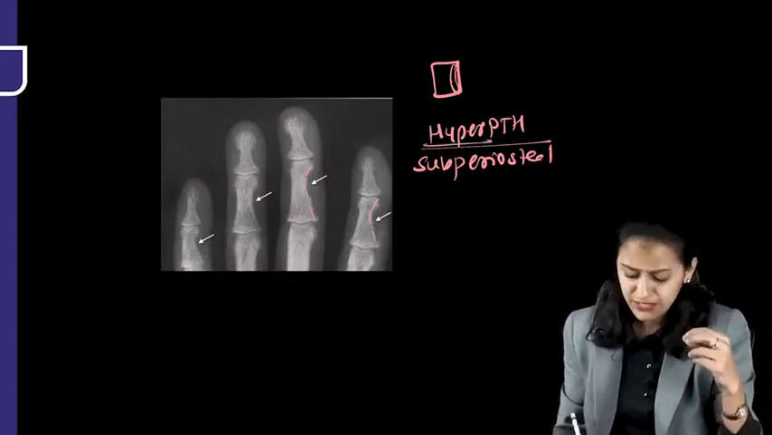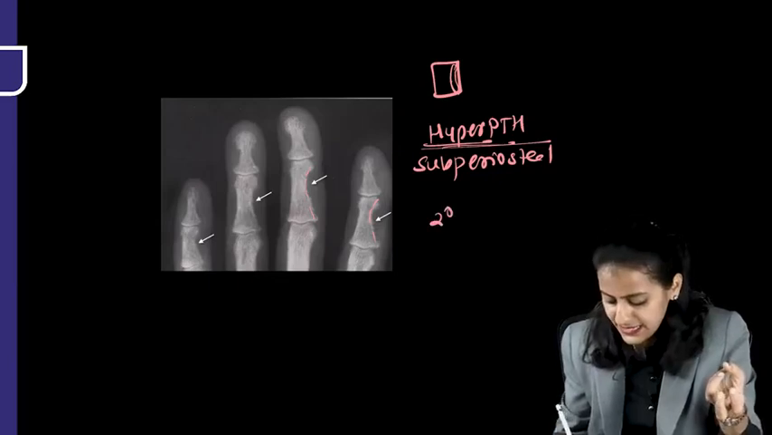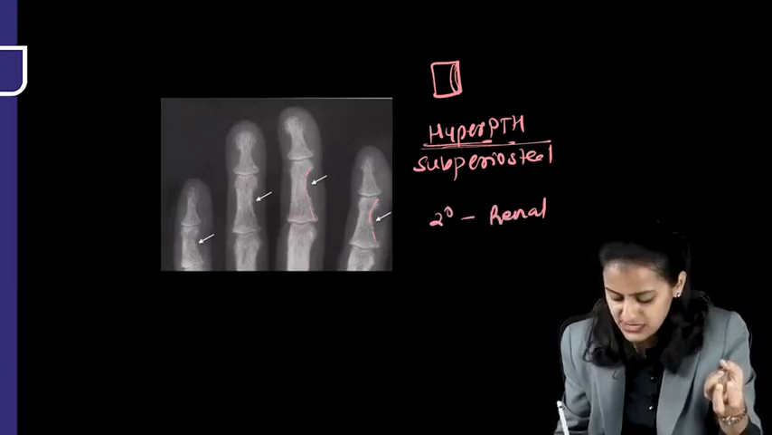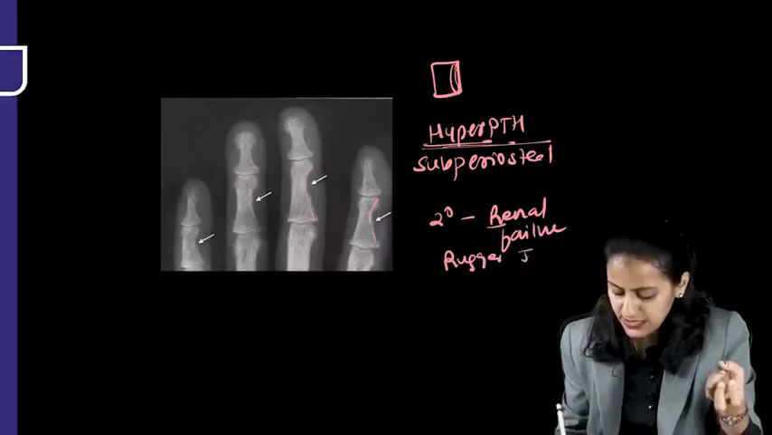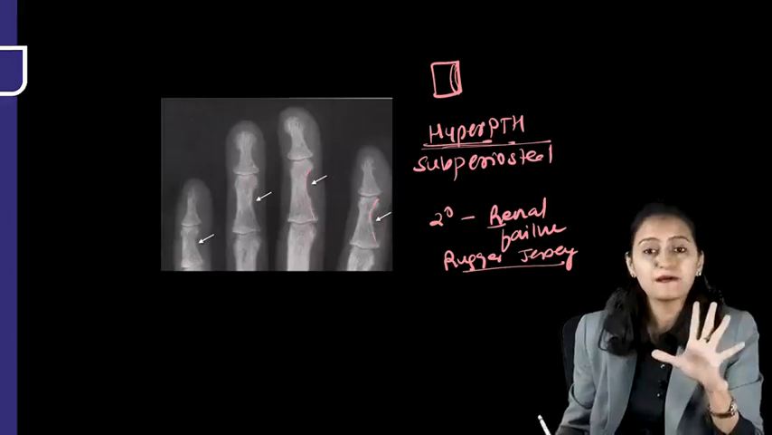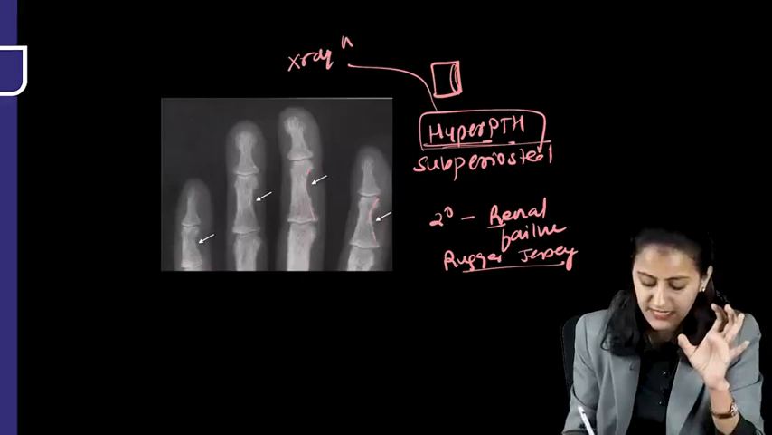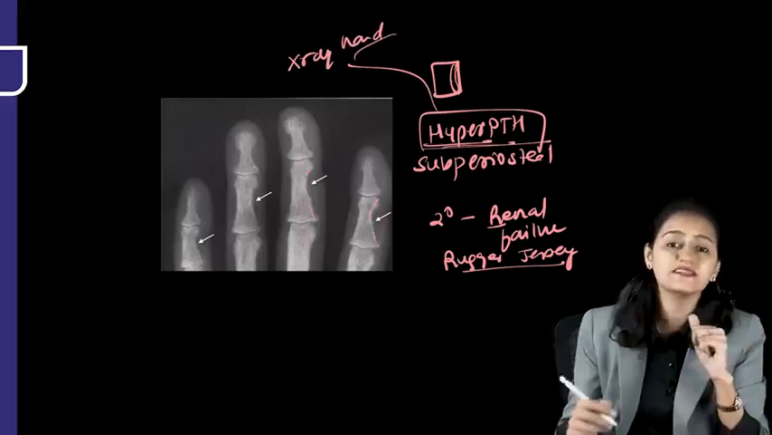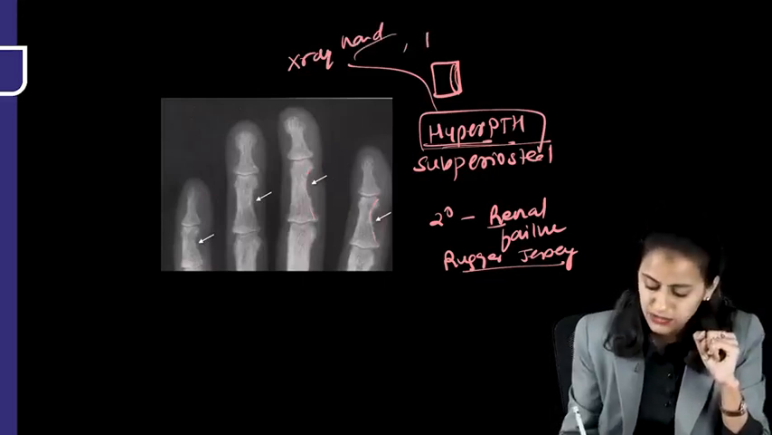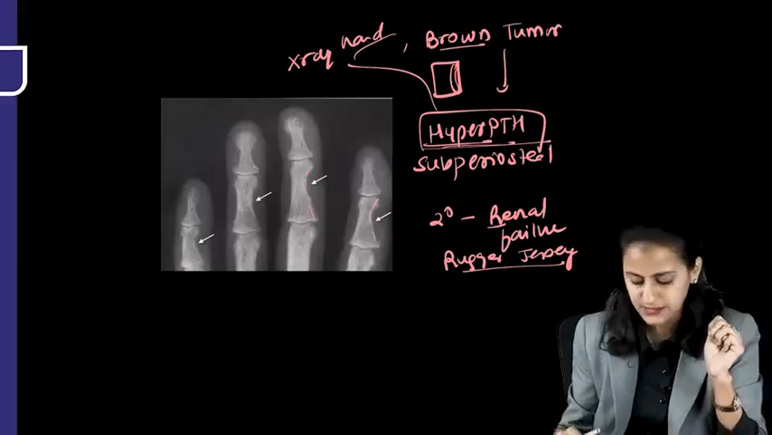And with hyperparathyroidism, what vertebral appearance do we see? Secondary hyperparathyroidism, which is seen with renal failure. R for R, it shows the Rugger-Jersey spine. For hyperparathyroidism, the first X-ray for the bone changes we take is the X-ray hand, because it starts in the phalanges. We might also see the lytic lesions in the bone, which are called brown tumors. So brown tumors is hyperparathyroidism.